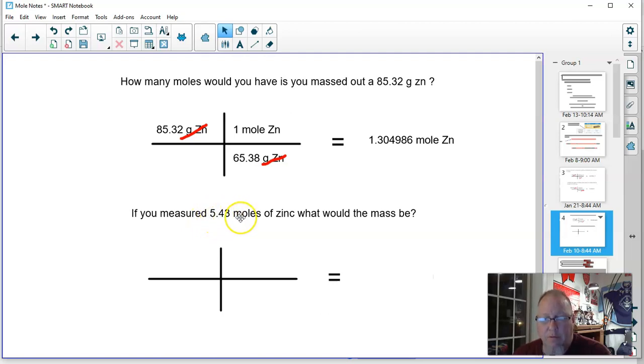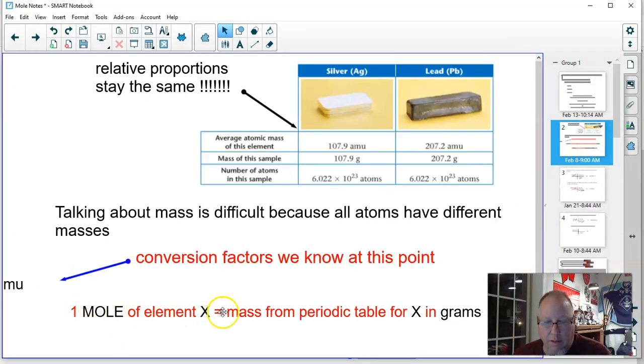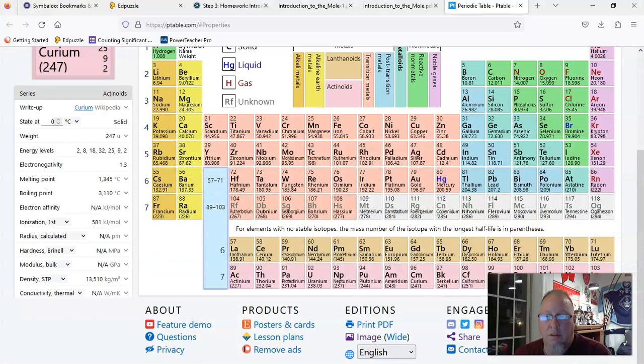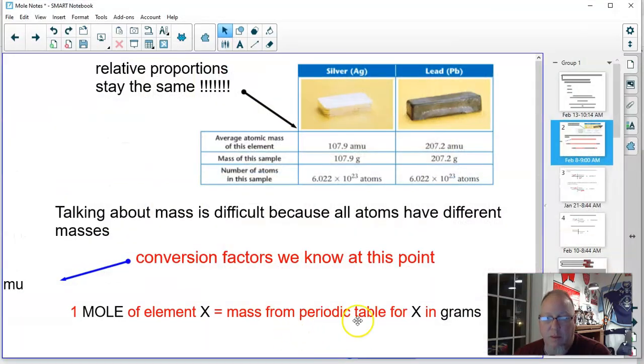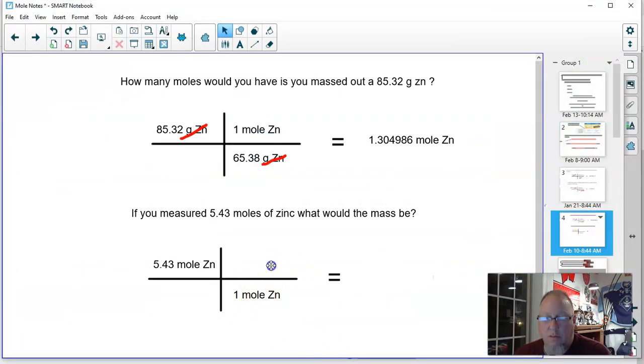But if you have 5.43 moles of zinc, that's what you're going to start the problem with. So if moles are here, I have to have moles down there, and I know that the conversion factor involves 1 mole, because the conversion factor in the notes says if you have 1 mole of element X, it's going to be that element in grams. Same number I had before, 65.38. So 1 mole of zinc is 65.38. It's the exact opposite of what I did before. The reason I wrote moles on the bottom for this one is to show you that moles will cancel.